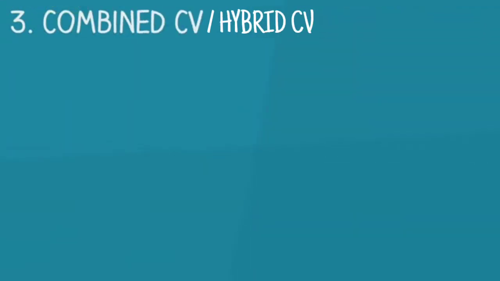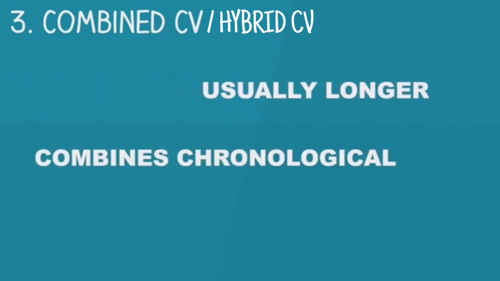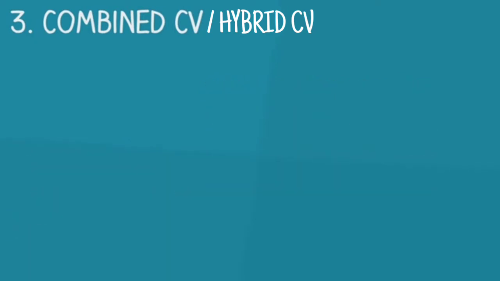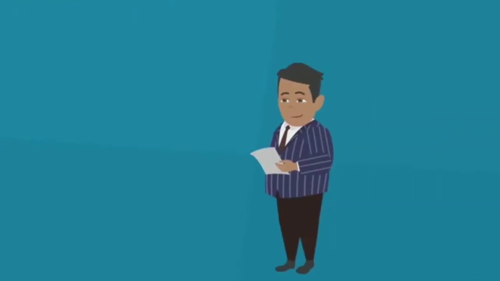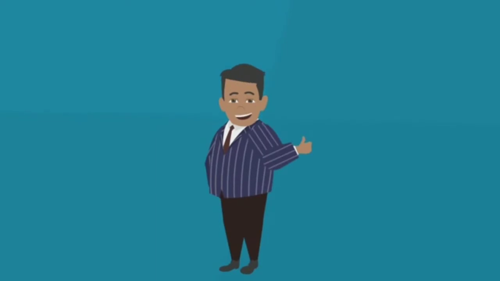Combined CV. This CV is usually longer than the other 2 because it combines both chronological and functional CV formats. Thus, the CV must clearly highlight the factual information about the job seeker, including both work progression and strengths. Recruiters should be able to quickly learn what they need about the person looking for the job, just by skimming through the combined CV prepared.